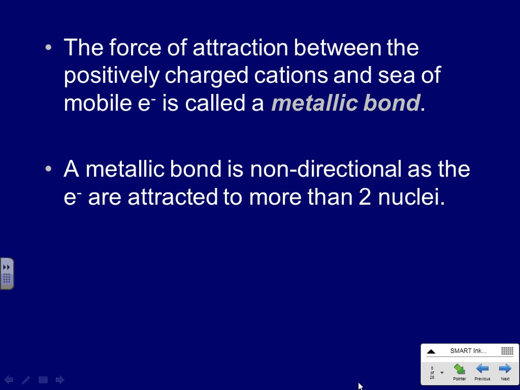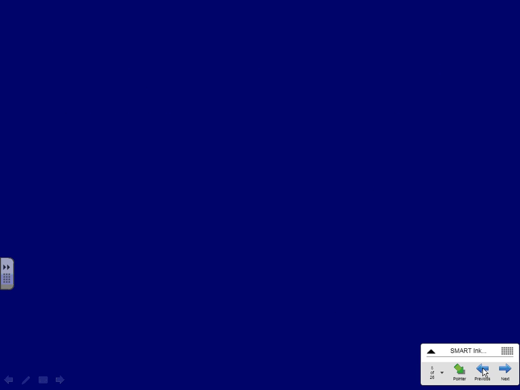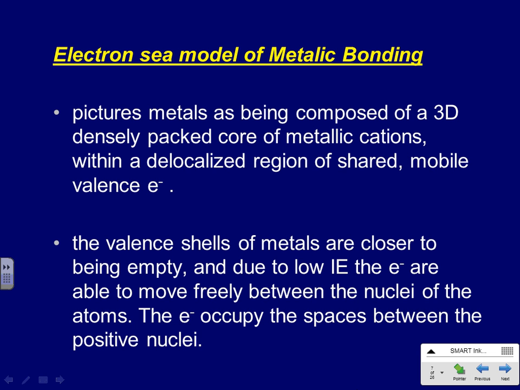Okay, I'd like to go back to the first slide and just read it over with you and make some sense out of it, and then we'll go to the picture and I'll apply what we've been talking about here. So, the electron sea model pictures metals as being composed of a 3D densely packed core of metallic cations, which means they're implying that they've lost those valence electrons, within a delocalized region of shared mobile valence electrons. All right, that's exciting. There's some great chemistry words in there.